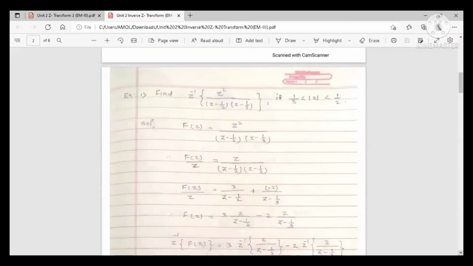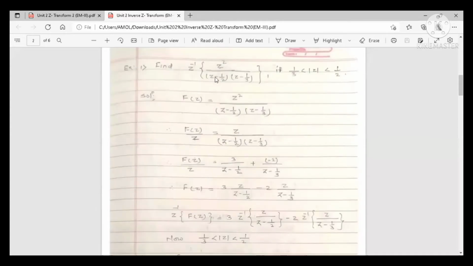Now see an example of the partial fraction method. Find the inverse z transform of z square upon z minus half into z minus 1 by 3, if 1 by 3 is less than mod z is less than 1 by 2. This is the condition for z. Here the bracket term is nothing but the Z transform. For Z transform we always use the notation capital F of Z, and its value is z square upon z minus half into z minus 1 by 3. This is the given value of F of Z.